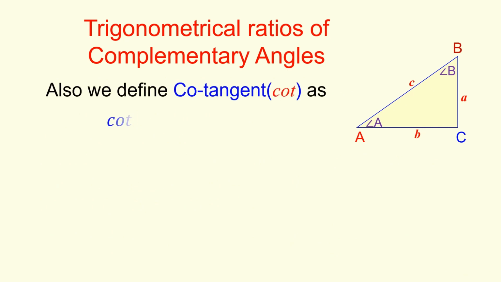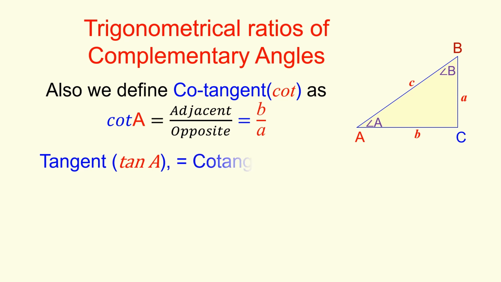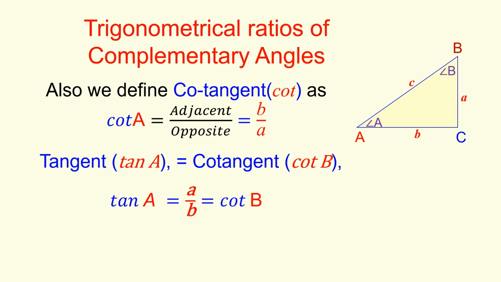Also we define cotangent or cot as cotangent A equals adjacent divided by opposite. Tangent A equals cotangent B. Tan A equals AC by BC equals cot B.